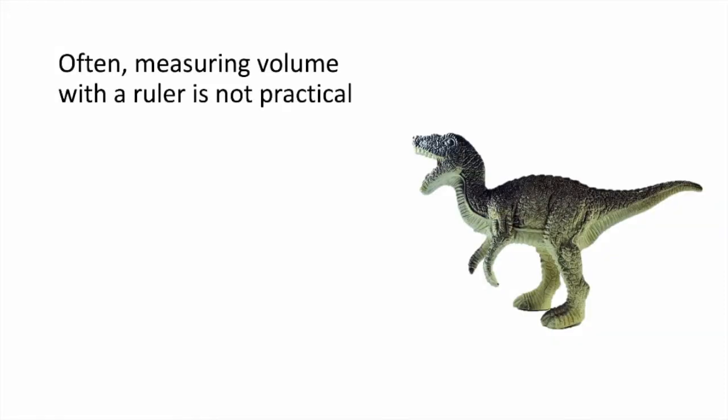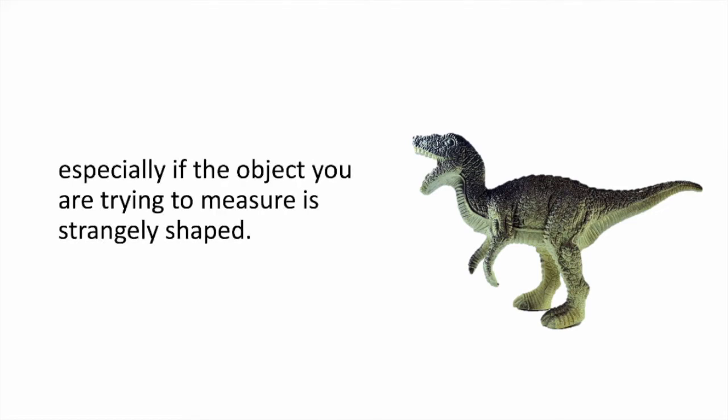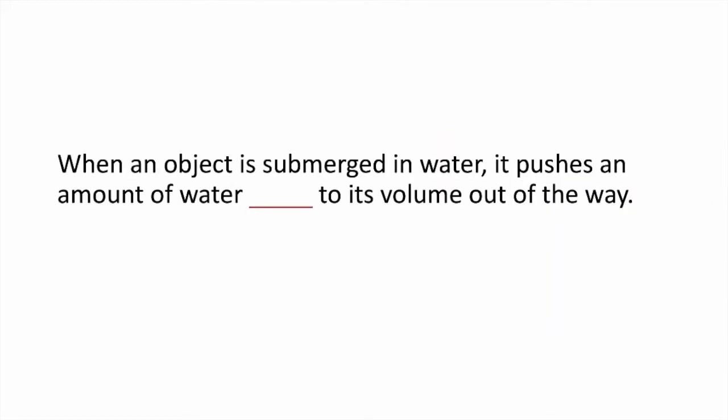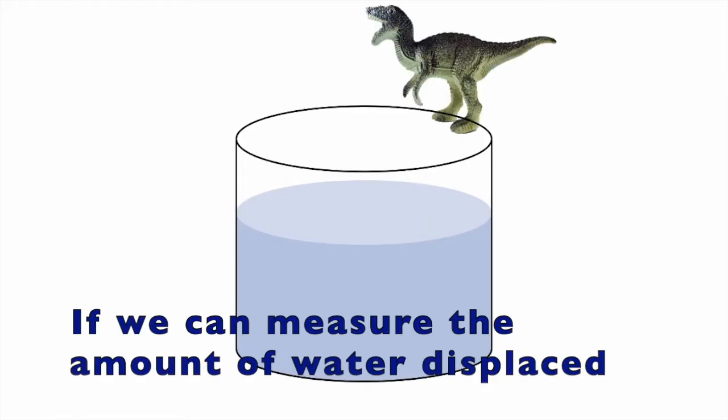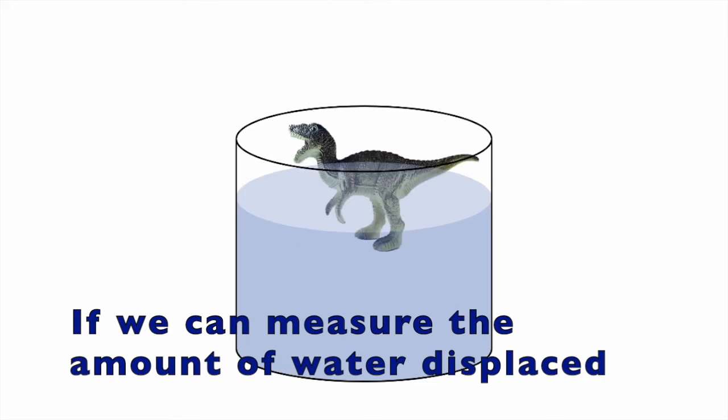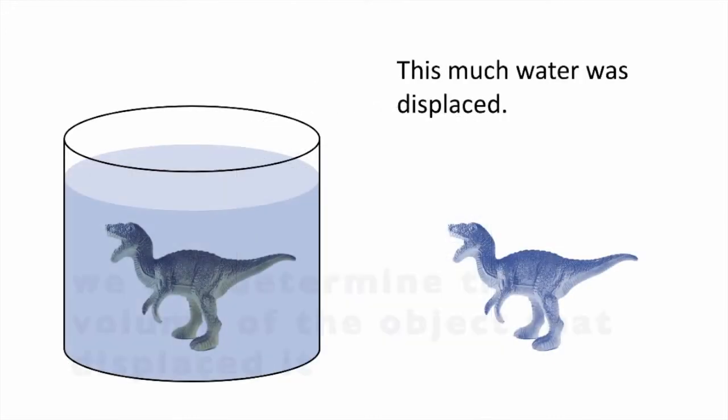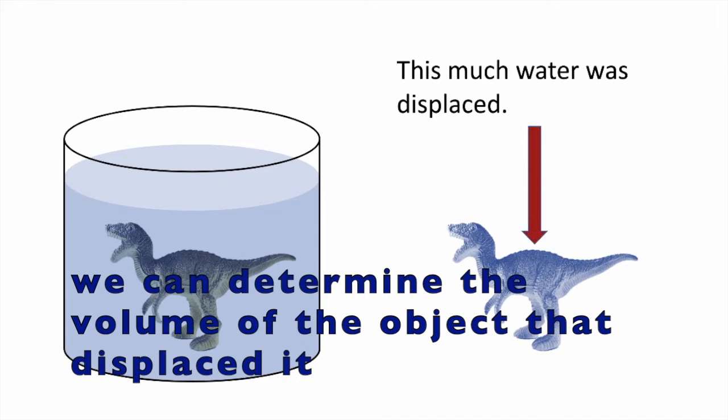Often, measuring a volume with a ruler isn't practical, especially if the object you're trying to measure is strangely shaped. It turns out that when an object is submerged in water, it displaces, or pushes, an amount of water equal to its volume out of the way. If we can measure the amount of water displaced, we can determine the volume of the object that displaced it.